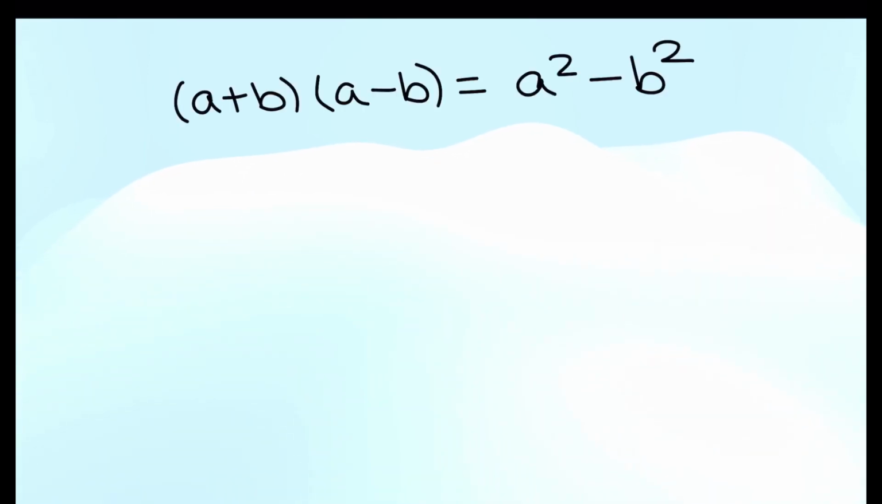This video is going to look at a special case of factoring, and that is factoring a difference of perfect squares. When we discussed multiplying polynomials, we learned one kind of special pattern. If you multiply a plus b times a minus b, the inner and the outer terms cancel out and you're left with a squared minus b squared.